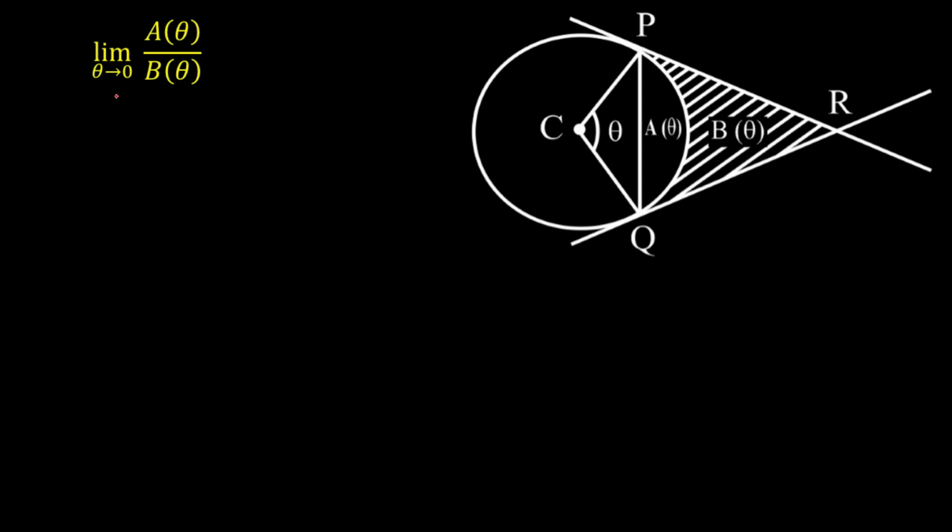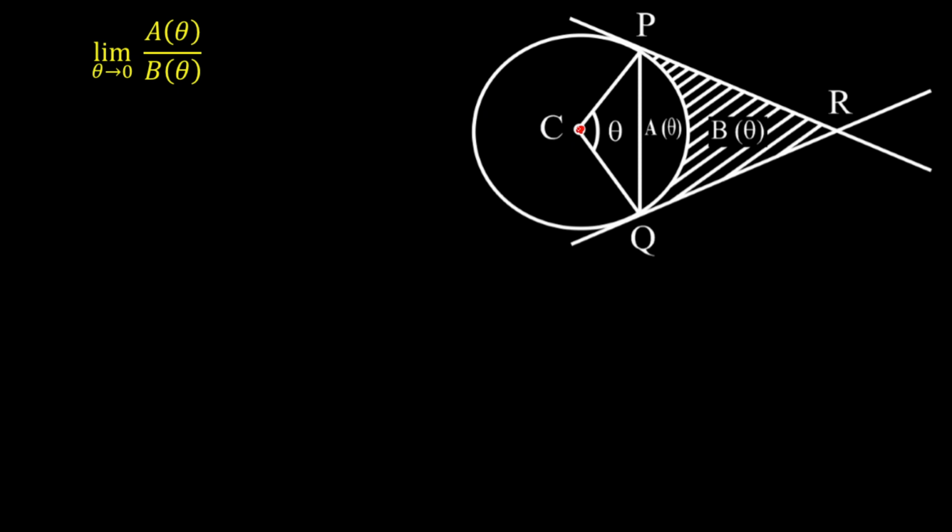Now this question is not difficult from a regular limit question. Once I find these two functions, that means A of theta, this area as a function of theta, and B theta is one more function in terms of theta, the limit will be very easy to calculate. But the first objective is to calculate these two quantities, A of theta and B of theta, that I'm going to calculate through the diagram.